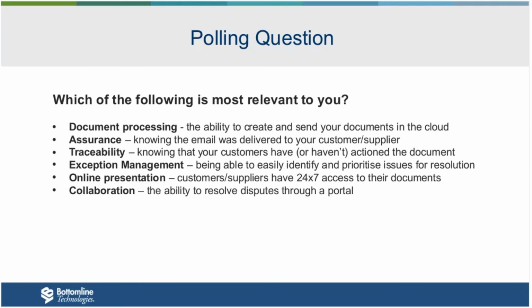So I'll just take a breather for a second before we move on. And we'll close this poll out in about 5 more seconds here. And as those results compile, I can see preliminarily assurance is getting the most votes, followed by document processing and online presentation. Thank you. So interesting to know that assurance, knowing that the customer has actually got the invoice or the document or purchase order. Purchase orders are really important as well.